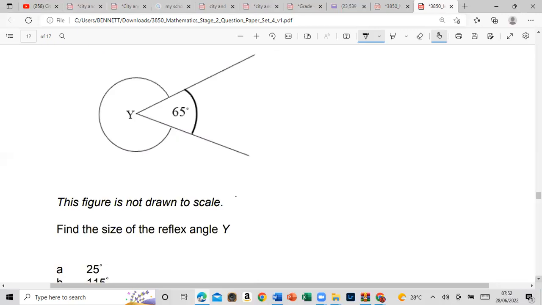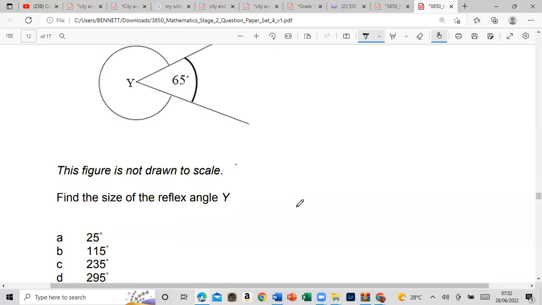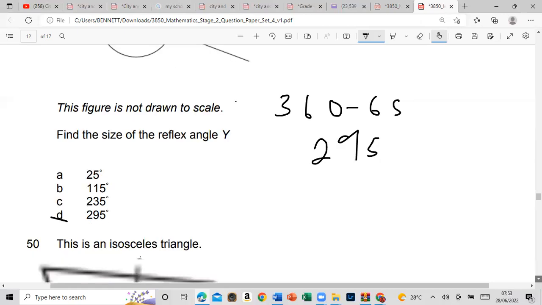Figure not drawn to scale, what is the value of angle x? And that would be 180. No, I'm an idiot. 360. So reflex is 360 minus 65, 295. Yeah, I'm doing triangles, people.